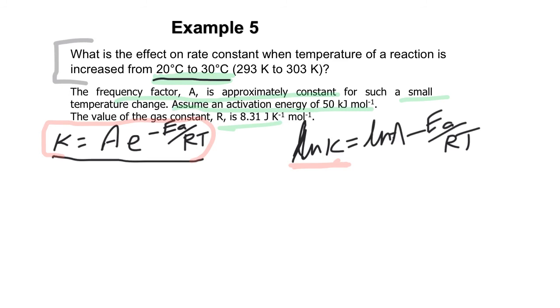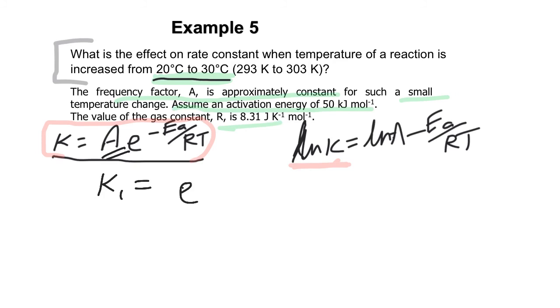I'm going to just substitute the values as they are. So K at 20 degrees, you may want to put K1. This K1 is the rate constant at 20 degrees. Because A is the same in both cases, you can just ignore that. So the only factor we're going to compare is just the exponential factor.